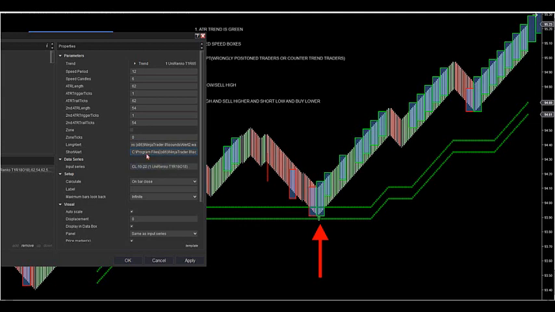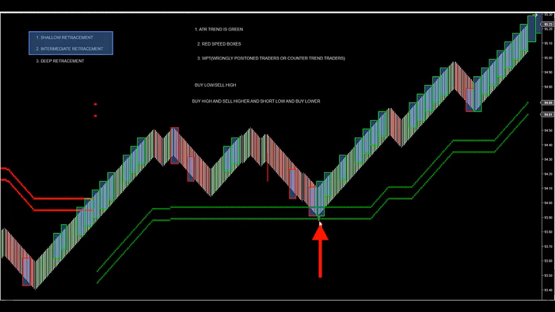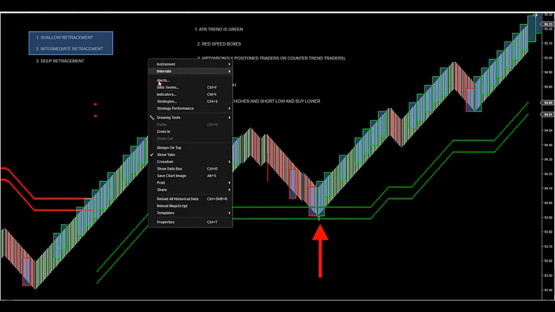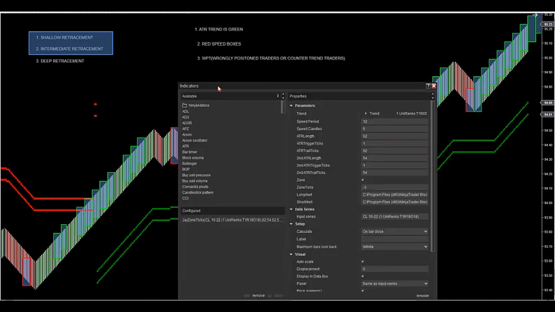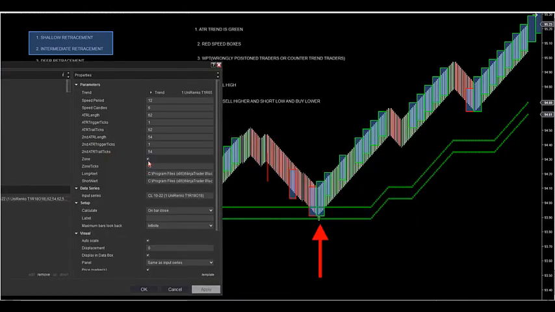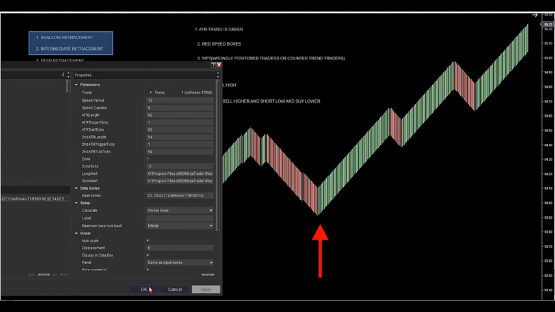Okay, so that will fire an alert. That alert will fire when the arrow fires. So when this arrow fires, it's going to fire an alert if your speakers are on. So you will have an alert when that fires. Okay, so let's go back and let me turn this back off. I'll take in all trades, take that off and hit apply.